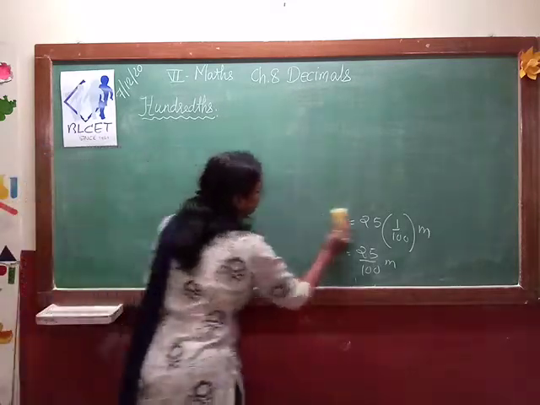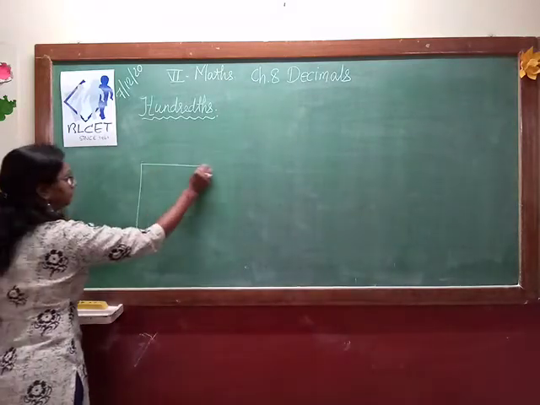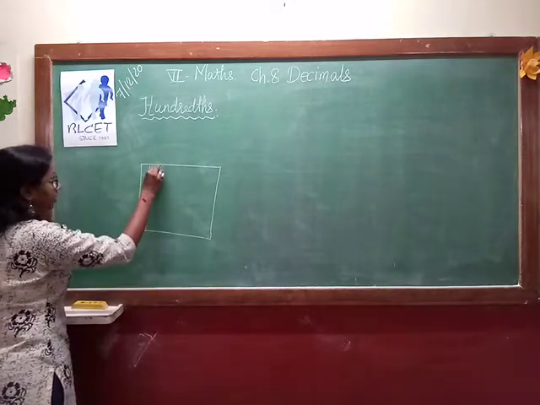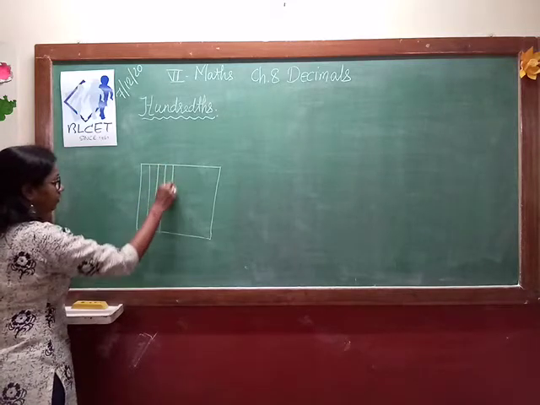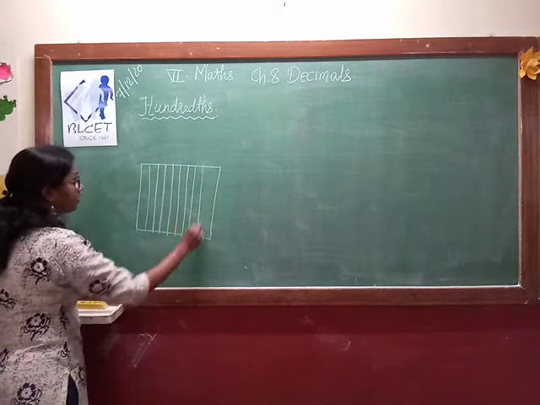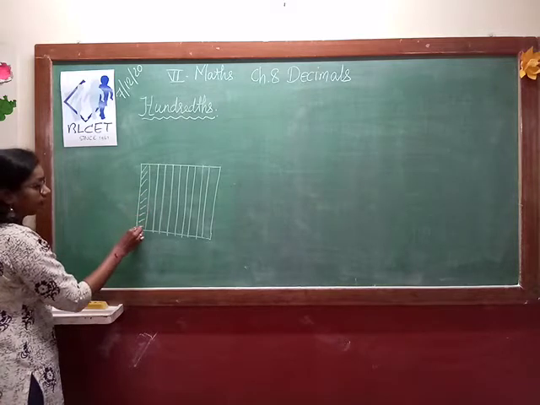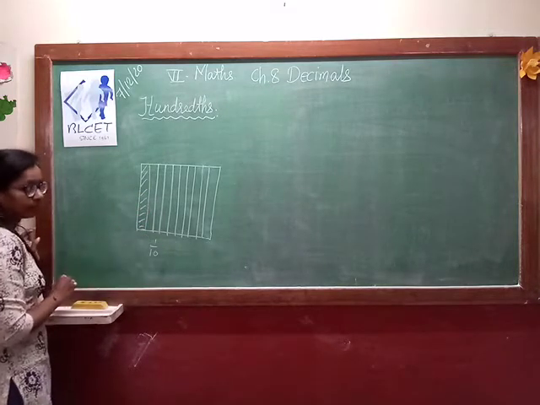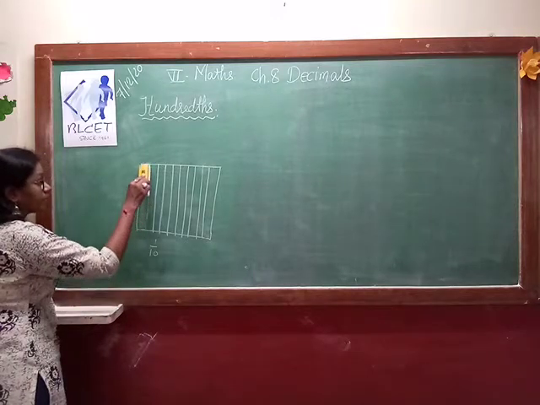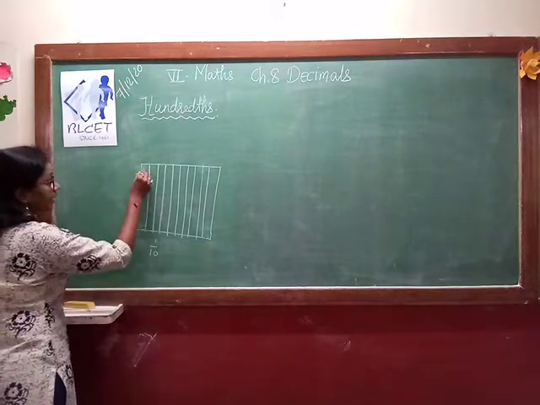Suppose you are given one block, and you divide the whole block into 10 equal parts: 1, 2, 3, 4, 5, 6, 7, 8, 9 and 10. If one portion is shaded, how will you represent this? 1 by 10.